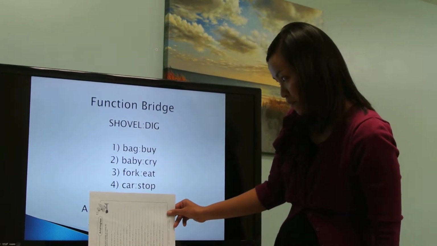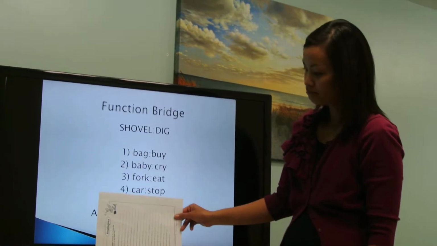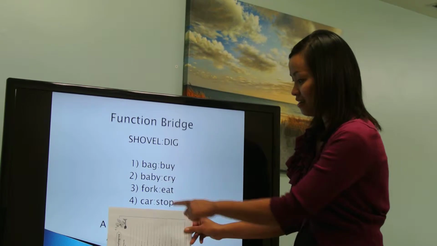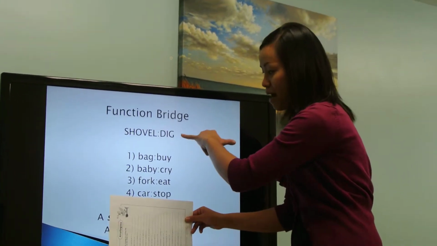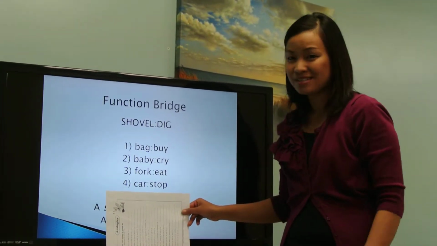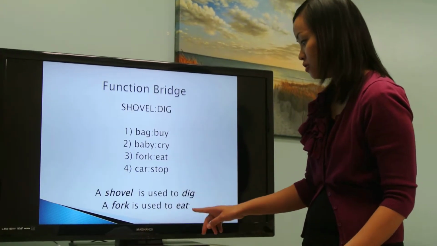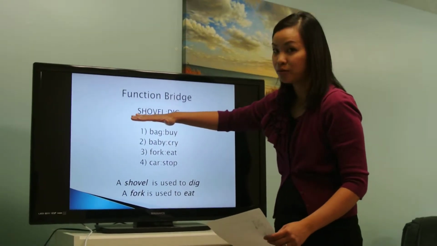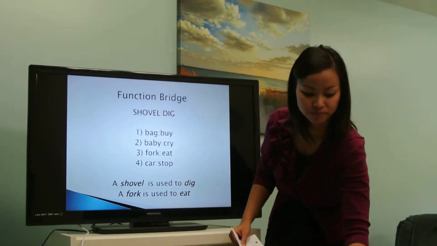So let's look at the 4 options. Bag is to buy, baby is to cry, fork is to eat, and car is to stop. We can see that fork, eat, would be the back pair, the answer pair, because a fork's function is to eat. Does that make sense? Okay, so here, a shovel is used to dig, a fork is used to eat. When we think about the function of the first part, which is the question pair, that gives us a hint on what the answer pair could be. Any questions?